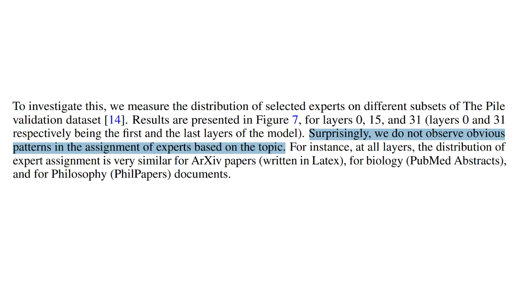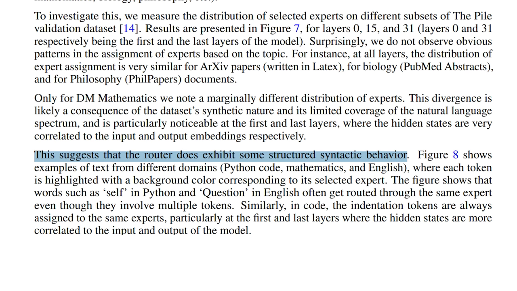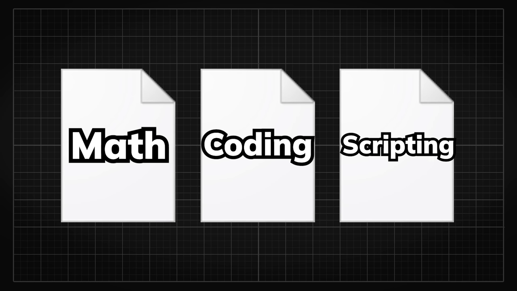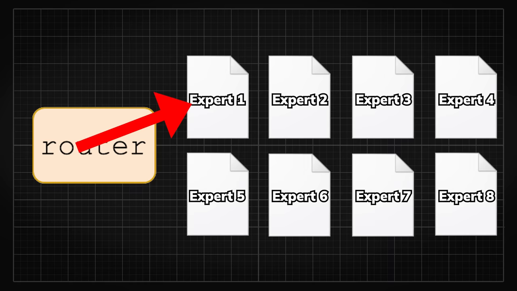They said that surprisingly, we do not observe obvious patterns in the assignment of experts based on the topic. And also, this suggests that the router does exhibit some structured syntactic behavior. So the experts appear to be more aligned with the syntax and semantics rather than the knowledge domain we would have otherwise assumed. But it kind of makes sense given how the model is trained to hop from experts to experts between each token.